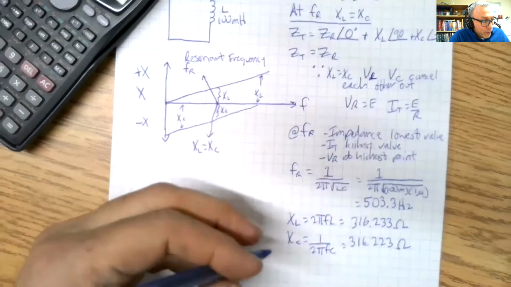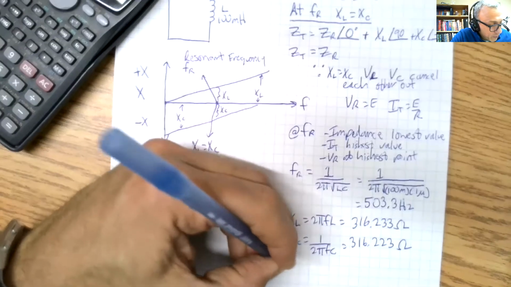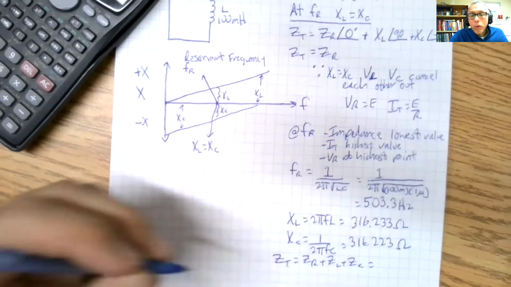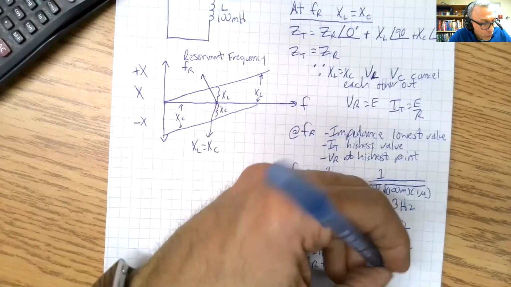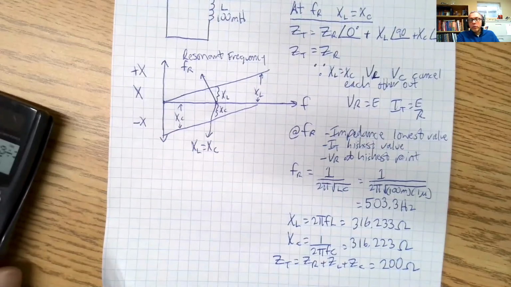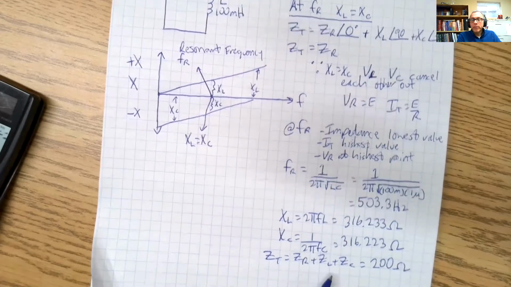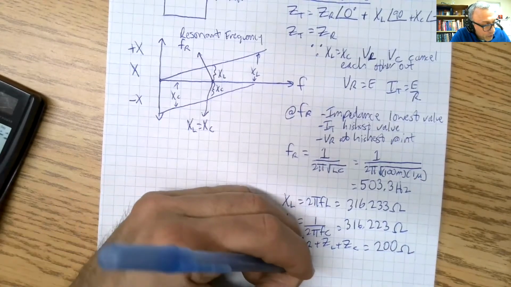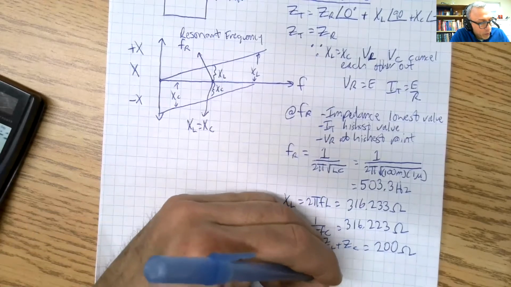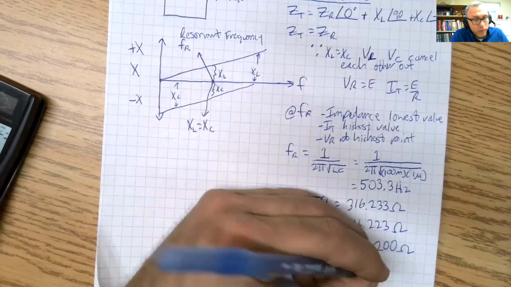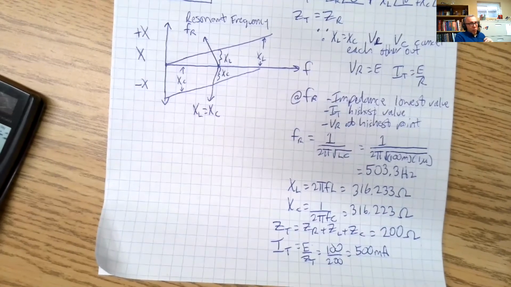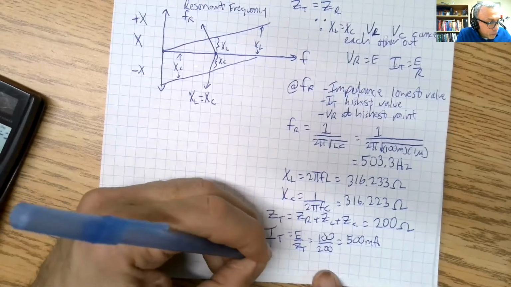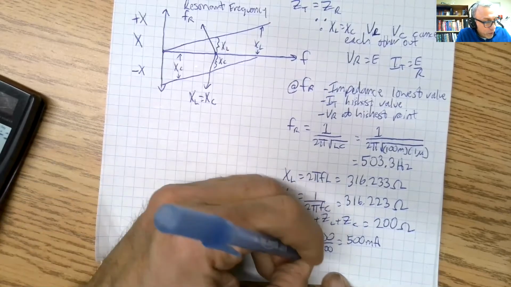So now, what happens? Well, if we were to figure out ZT, ZT would be ZR plus ZL plus ZC, and if you figure it all out, it will work out to 200 ohms, which is R, okay? Because these cancel each other out. All right, so that means that IT is equal to E over ZT, which is 100 divided by 200, which is 500 milliamps. All right, so that is the highest point that it's at. Now, VR is going to be equal to E, which is 100 volts.